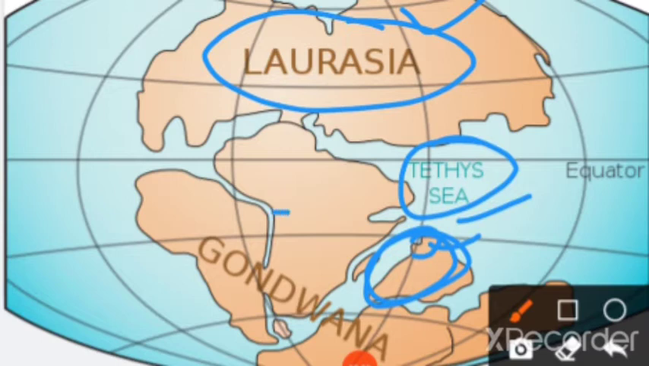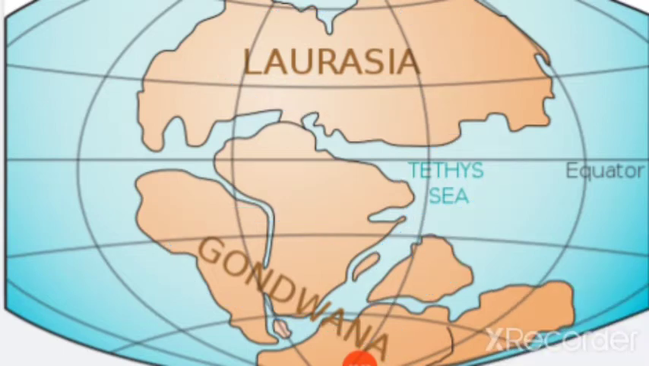This is Gondwana. It was the earlier name of our globe, or you can say world map. And Laurasia later bifurcates into two parts: one is Laurentia and the second one is Asia. In Asia, you will find the Tethys Sea. In some important books, you will find it as the Neo-Tethys Sea. So this is what you have to know about the Tethys Sea.